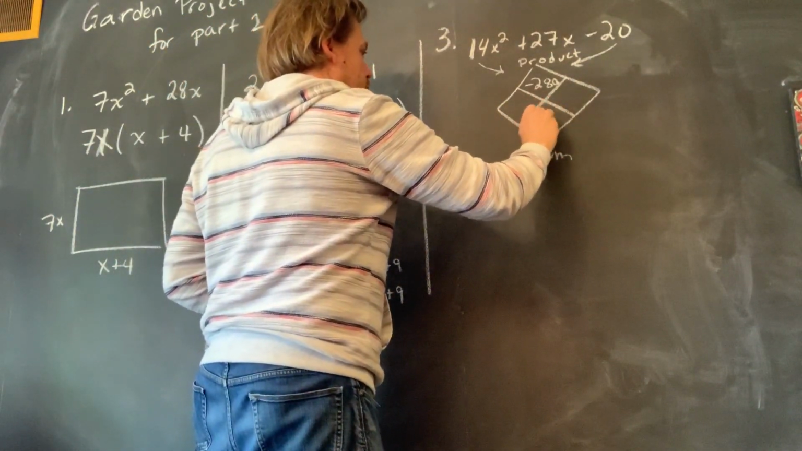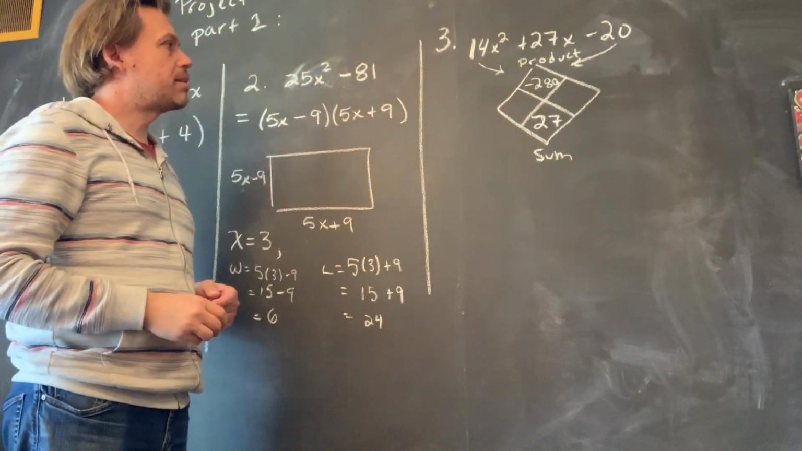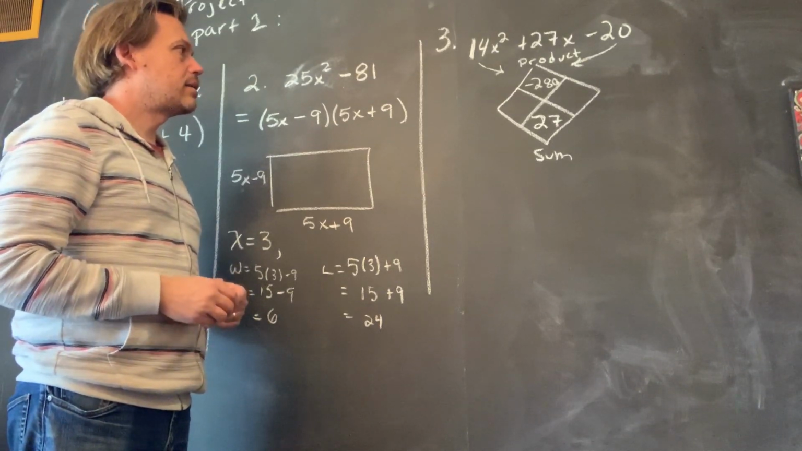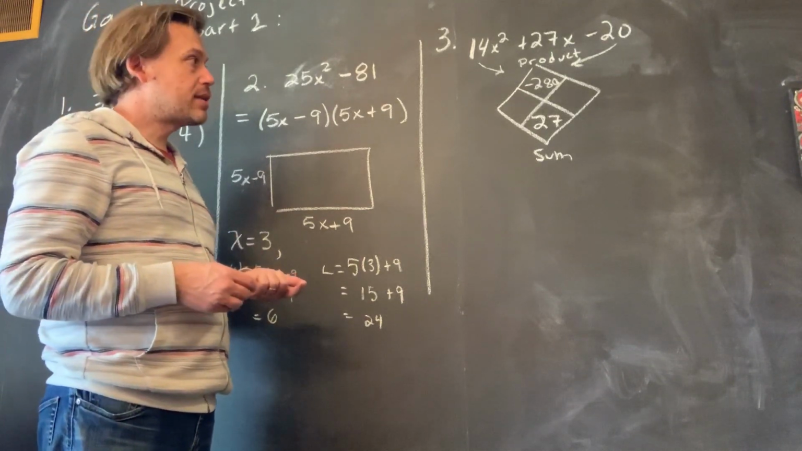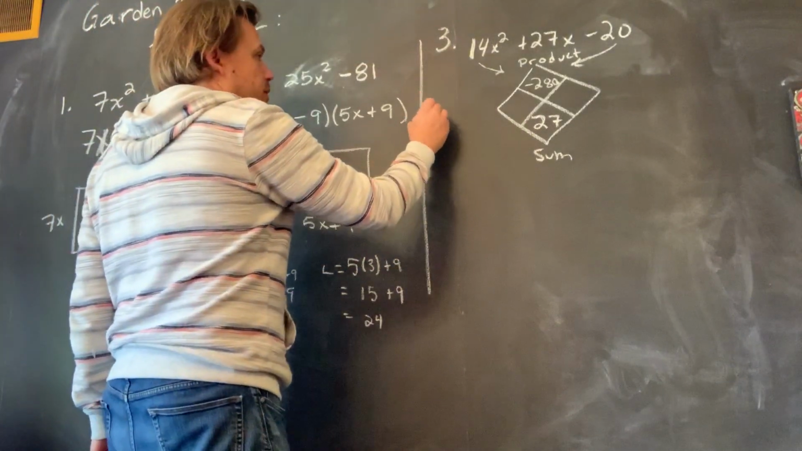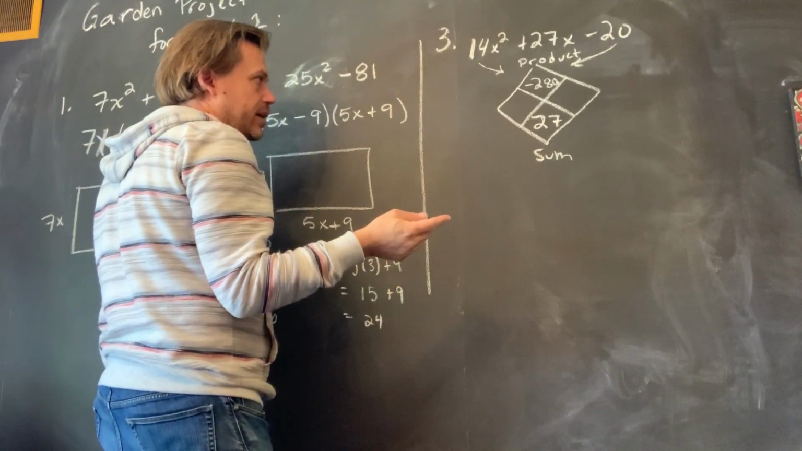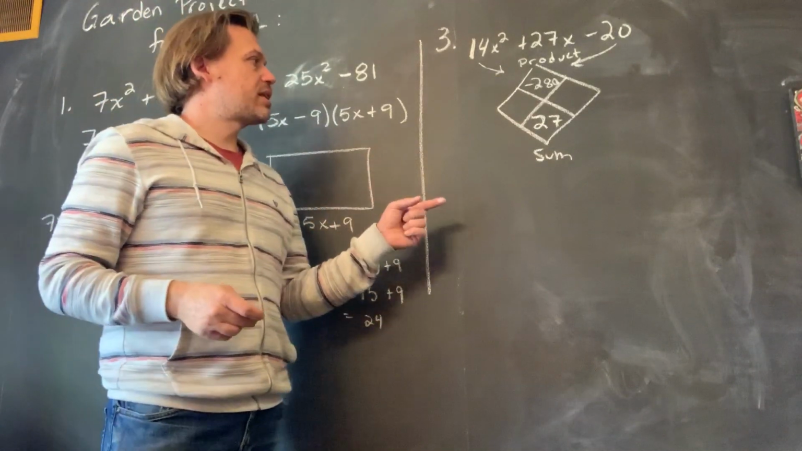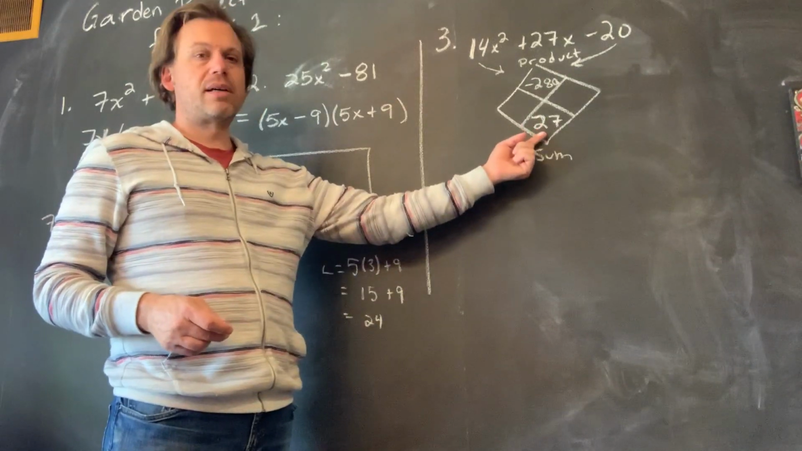And then I'm looking for two numbers that multiply to negative 280 but add to 27. Well, the way I'm going to do this is just try some things, so do a little guess and check. I'm going to try two numbers that multiply to negative 280, and add them to see if they come out to be 27. The bigger number is going to have to be positive, and the smaller number is going to have to be negative because they add to a positive number.